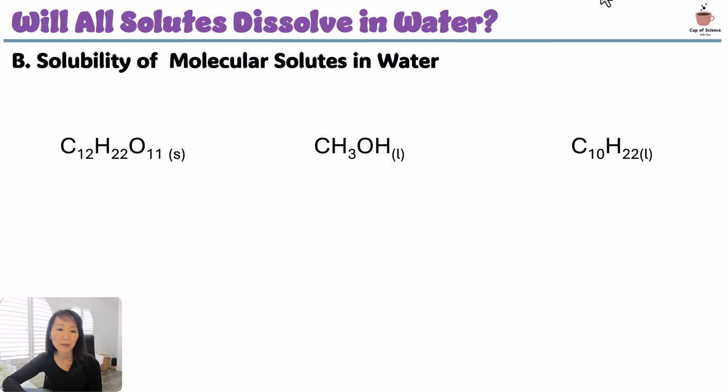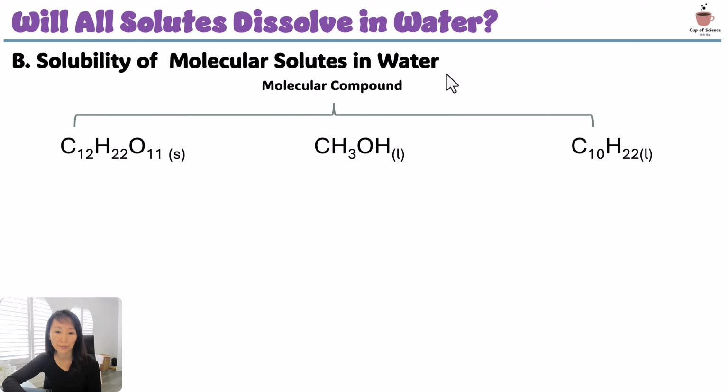But there are molecular compounds that could also dissolve in water. Take, for example, these chemicals over here. These are all molecular solutes. How do I know they're molecular compounds? Well, I know because these are all made up of nonmetals. Nonmetal, nonmetal, nonmetal. Nonmetal, nonmetal, nonmetal. These are all nonmetals.